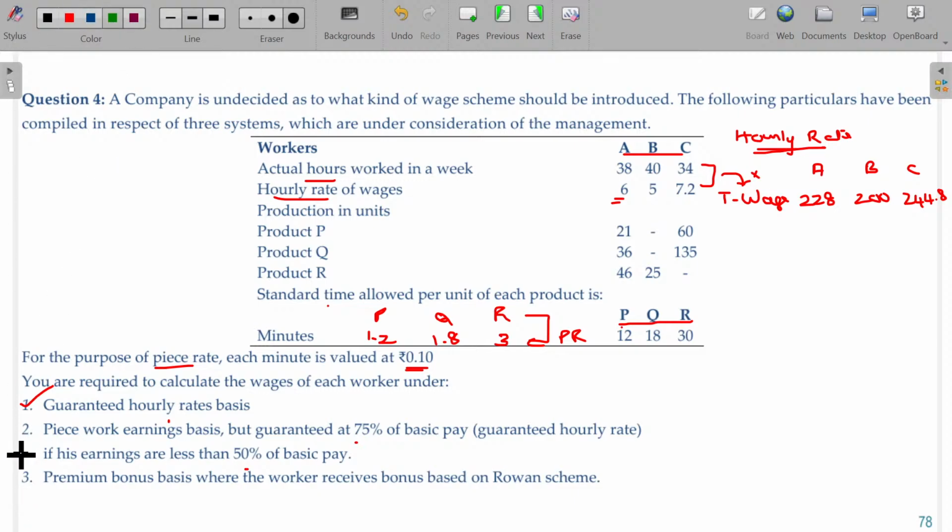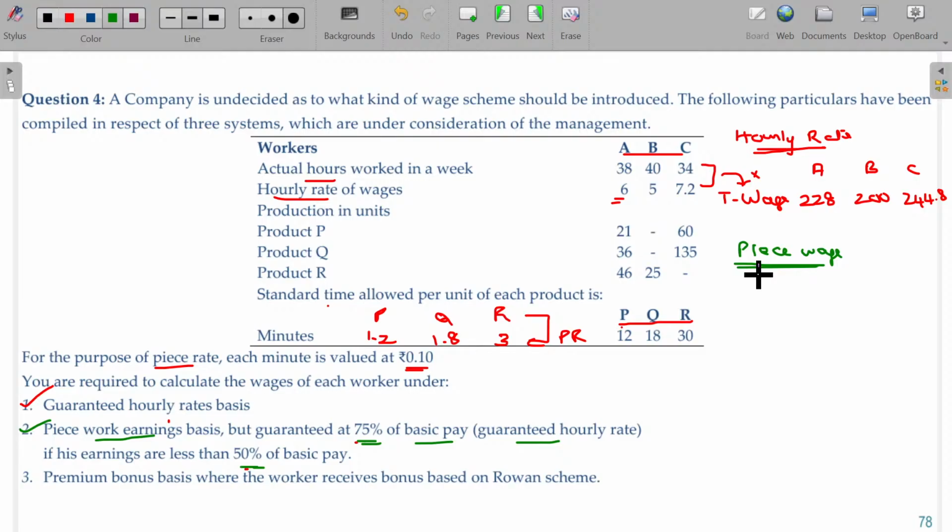Under the second model, piece work earning basis, but guaranteed with 75% of the basic pay, means guaranteed hourly rate, if these earnings are less than 50% of the basic pay. Now I am going to use the piece wage. Direct piece wage is very simple. You can simply multiply the number of units produced with the piece rate.